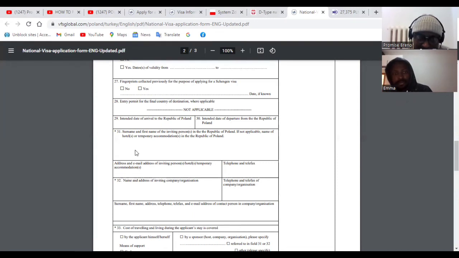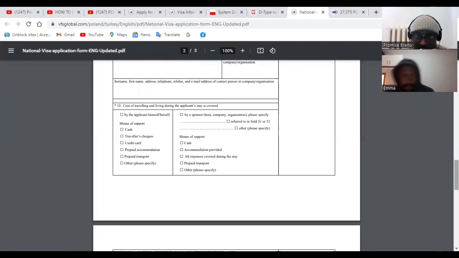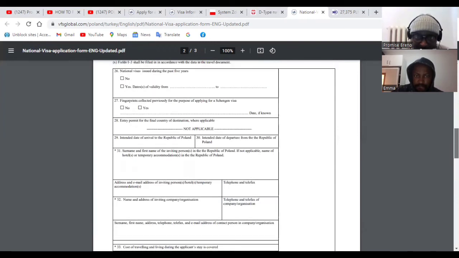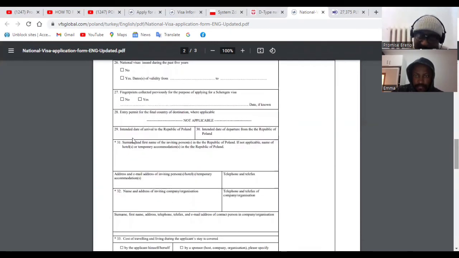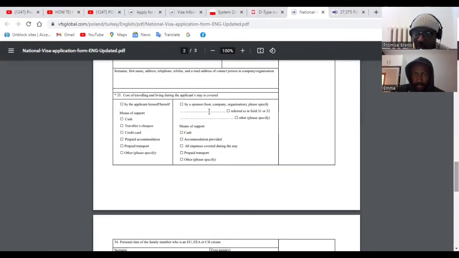Okay, so if the person that is sponsoring you is the one you wrote here, that is the person inviting you to Poland, let's say your employer or even your school. Let's say the school you're coming to gives you a scholarship and they're going to be the one paying you every month. And you've written them here and their number here, and that is in this 31 and 32. Then you have to choose this one, referred to in 31 or 32. So let's say if any of them is written in this 31 or 32, right? Then you have to tick this box.